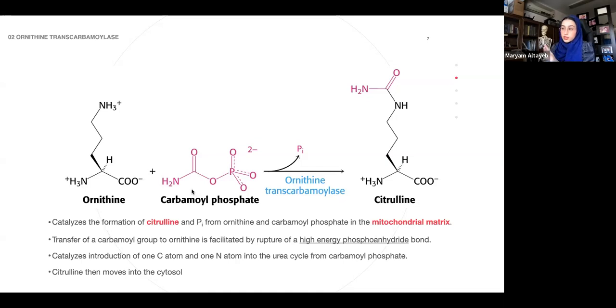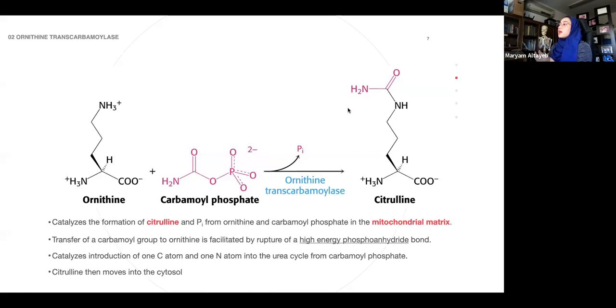So the first two steps, which are the first two letters in the colon mnemonic, so carbonyl phosphate synthase and then ornithine transcarbamylase, these two steps happen in the mitochondria in liver cells. Everything else is going to happen in the cytoplasm. Okay, and so what happens is it catalyzes the introduction of one carbon atom and one nitrogen atom.